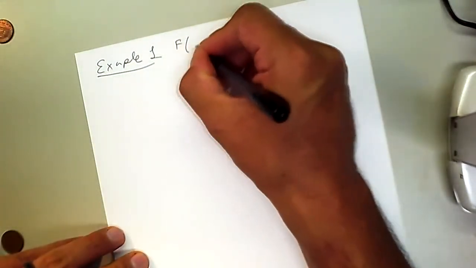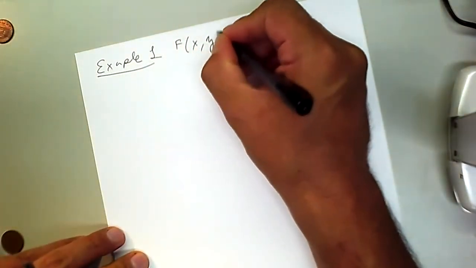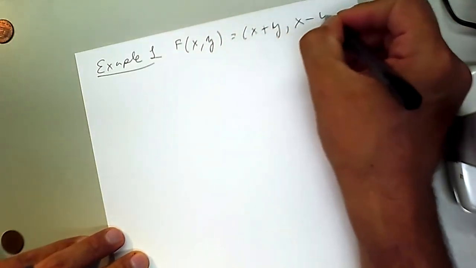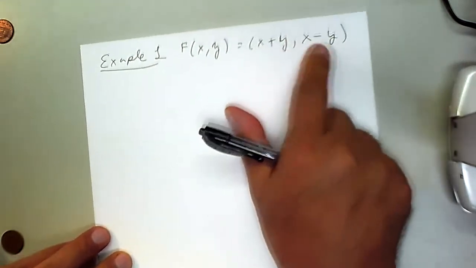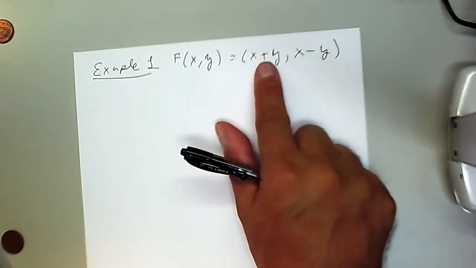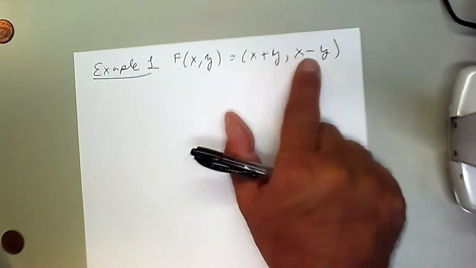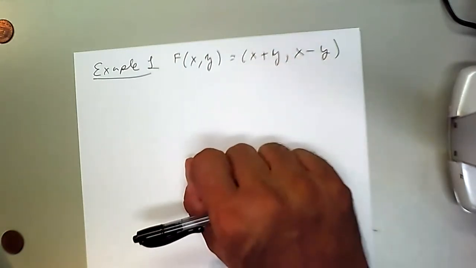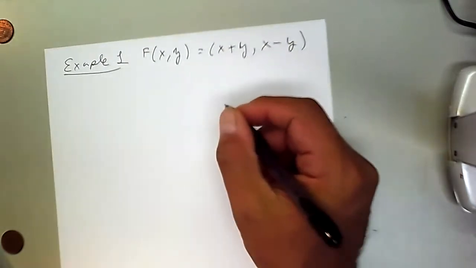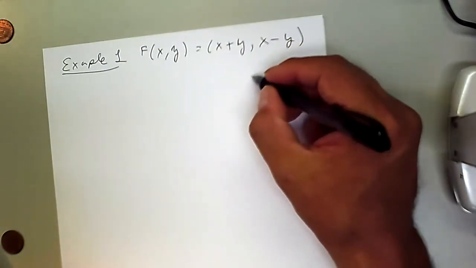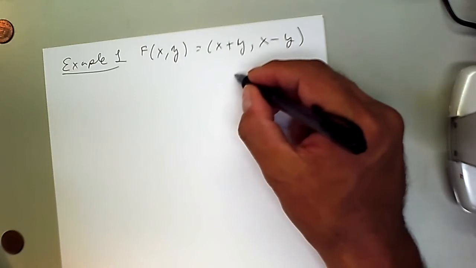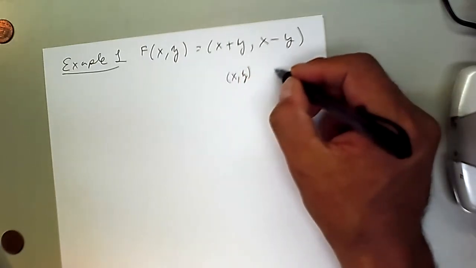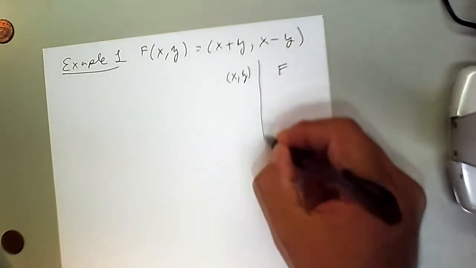So pretend you got f of x comma y equals x plus y comma x minus y. So in this case, we have p and q. When we speak about p and q, we refer to the corresponding coordinates of the output. So this would be p and this would be q. And I just want to draw this. We can make a table. The inputs are going to be vectors. The outputs are also going to be vectors, and we can just draw a table.